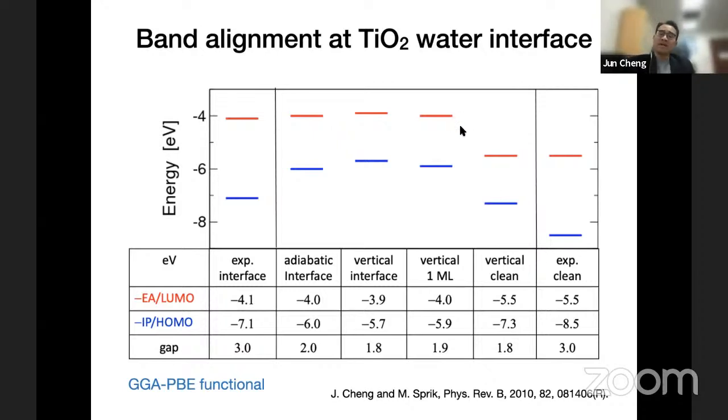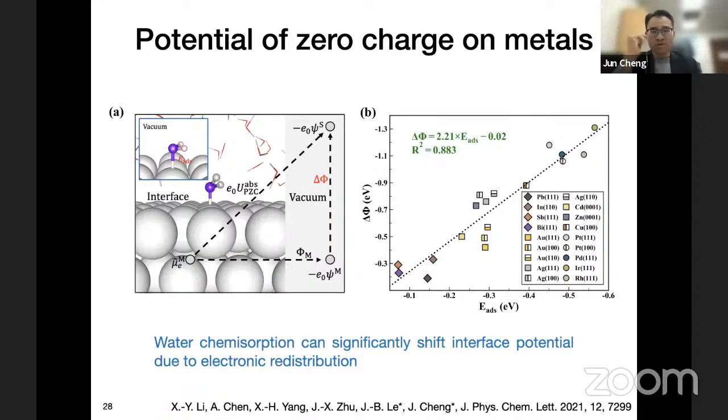I just want to point out that there's a big difference between the band alignment with and without water. That's a huge difference. And interestingly, if we already have one monomer of water adsorbed on the surface, it will basically account for almost the whole interface. So that's really the thing. The water chemisorption can shift the band alignment by a large amount on TiO2, almost over 1 eV.